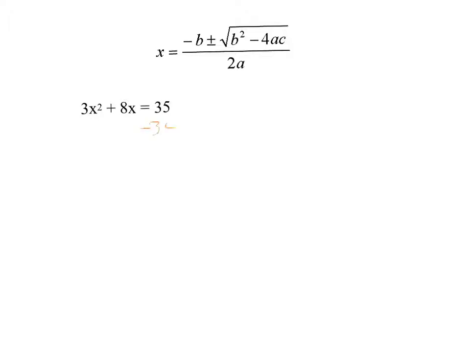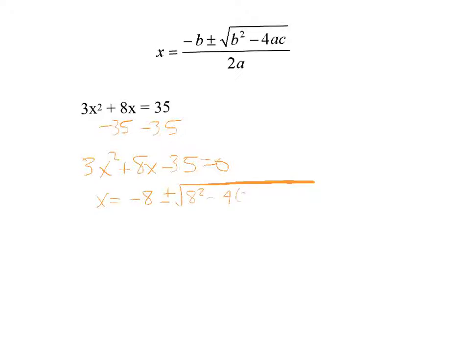So I'm going to subtract 35 from both sides. Has to equal 0. So we have 3x squared plus 8x minus 35 equals 0. And now I can use the quadratic formula. So we have x equals negative b, which is 8, plus or minus the square root of 8 squared minus 4 times a is 3, c is negative 35, all over 2 times 3.